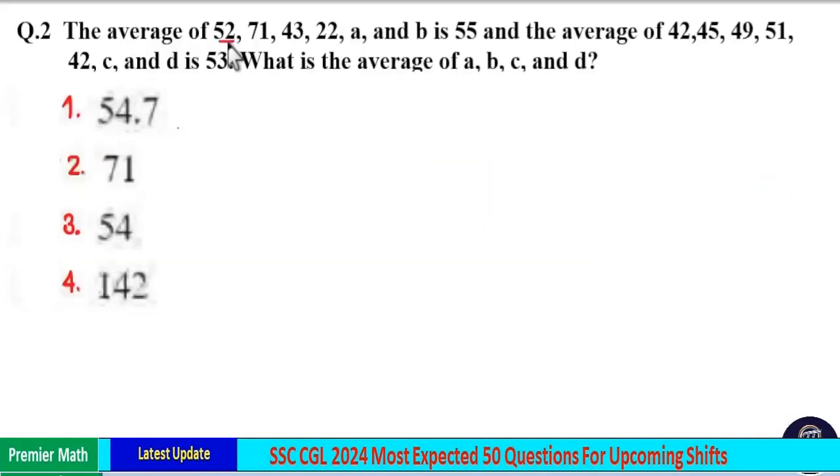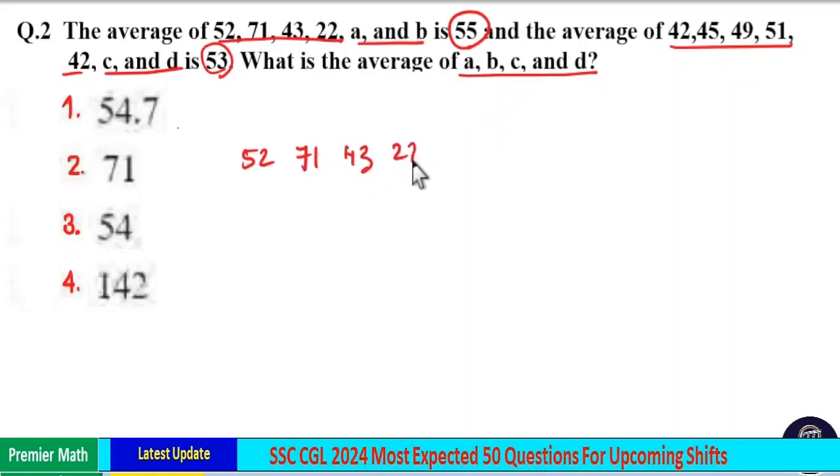Average of 52, 71, 43, 22 and A and B is 55. Average of 42, 45, 49, 51, 42 and C and D is 53. What is the average of A, B, C and D? Here average of 52, 71, 43, 22 and A and B is 55.